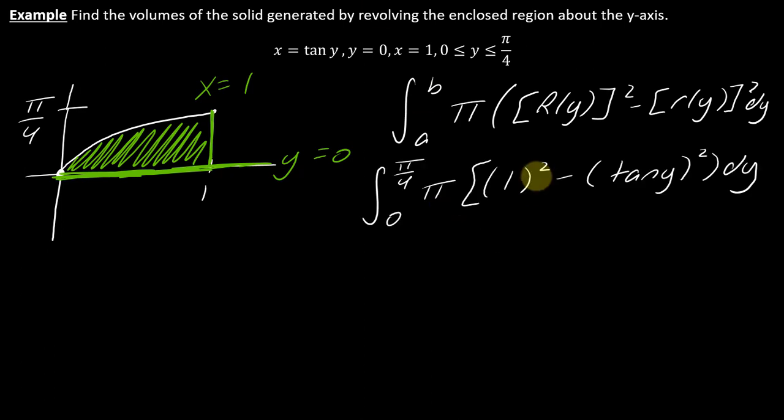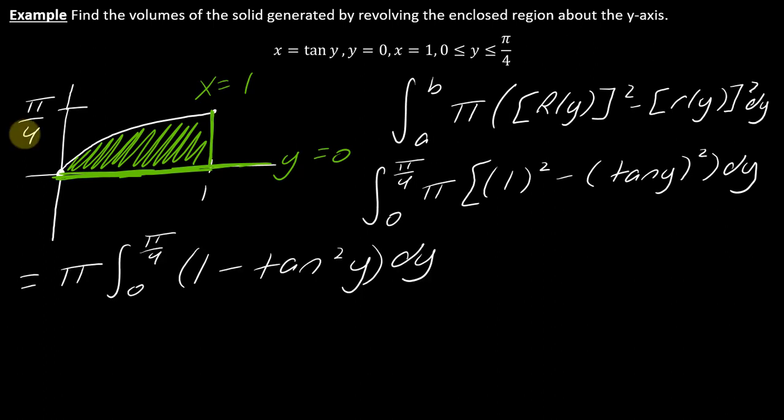So x equals 1 is on the outside, tangent of y is on the inside, and this is going, you can see, from 0 to pi over 4. And from here, it's just integrating. I wouldn't say this is the easiest integral to do, but in an ideal world, this would be the so-called easy part, if calculus were easy. So let's go through the integral.